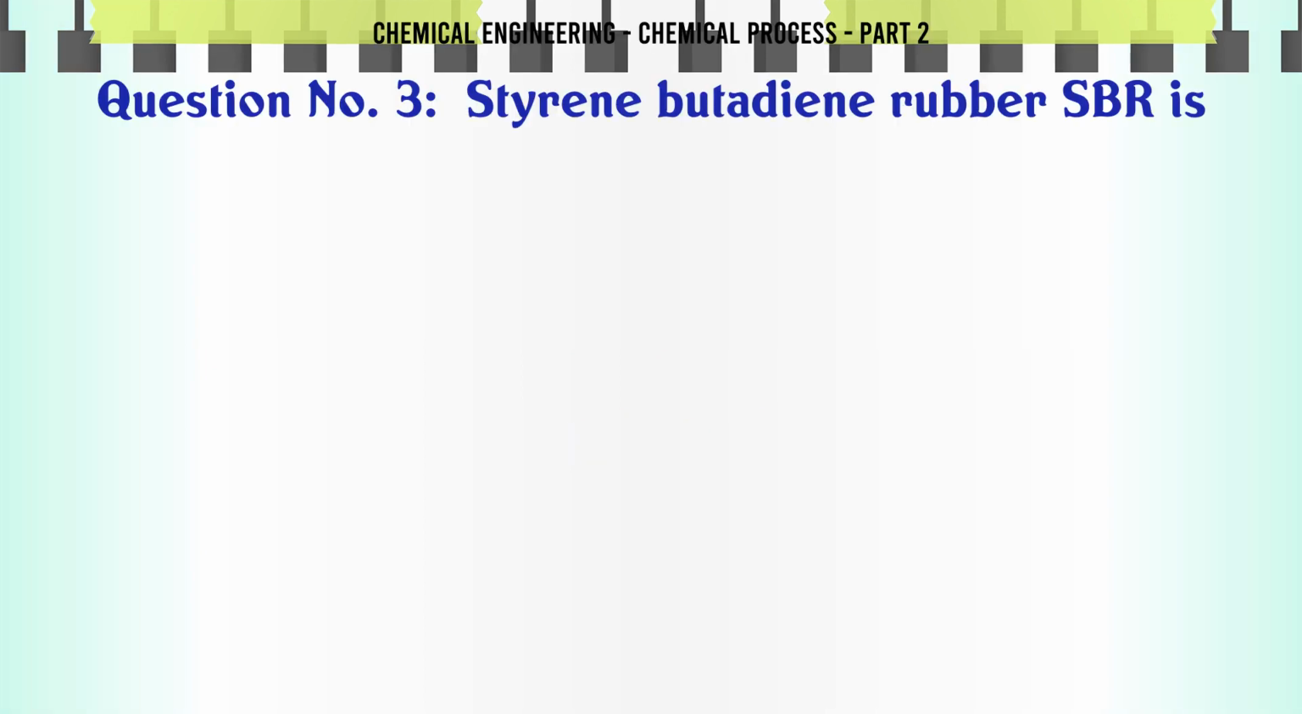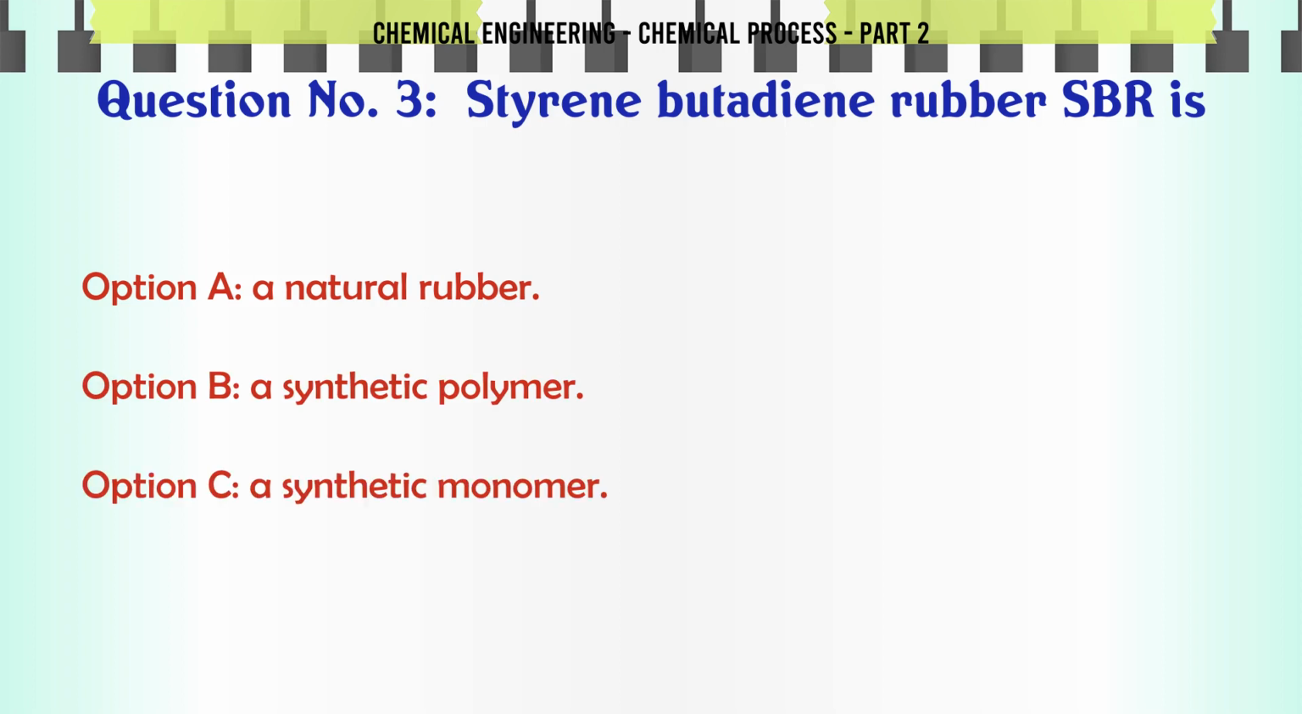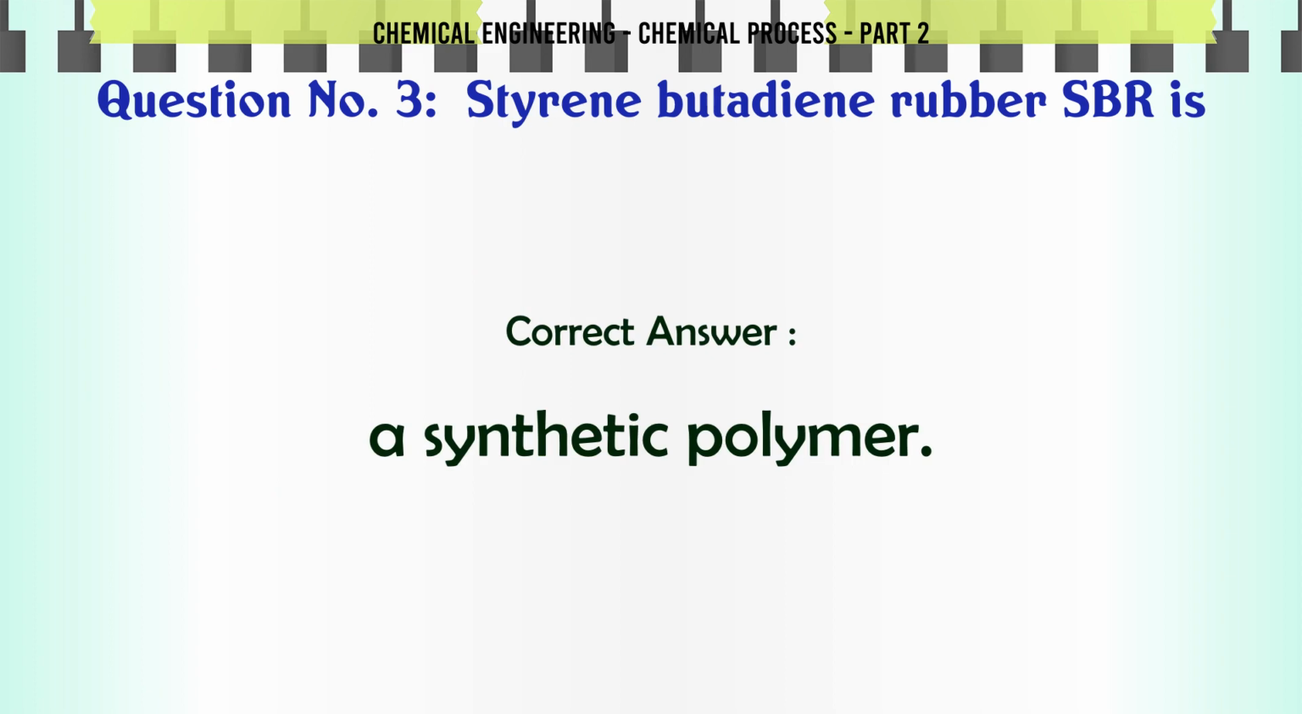Styrene butadiene rubber SBR is A. Natural rubber, B. A synthetic polymer, C. A synthetic monomer, D. Another name of silicone rubber. The correct answer is a synthetic polymer.